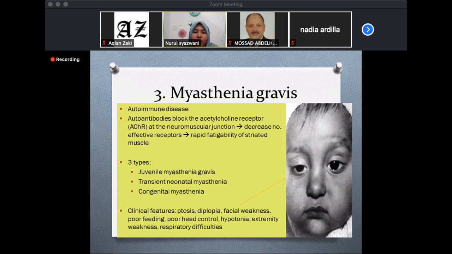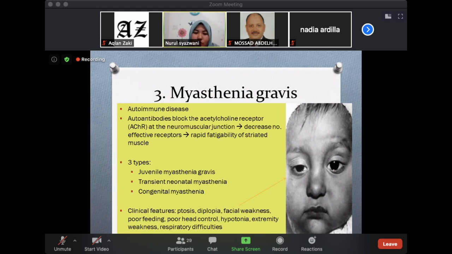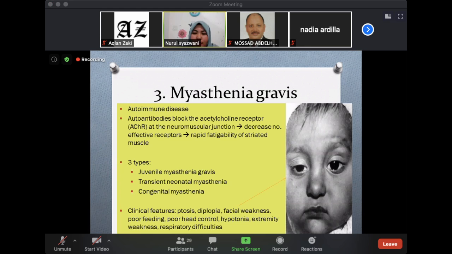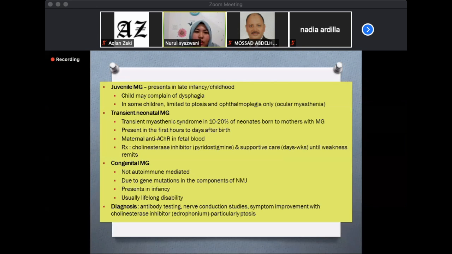So for the clinical features of myasthenia gravis, we need to identify whether the infant or child has ptosis, diplopia, facial weakness, poor feeding, poor head control. We can see it obviously on the face of this child, who has ptosis. Okay, for the types of myasthenia gravis, juvenile myasthenia gravis presents in late infancy or childhood, and the child may complain of dysphagia, but in some children it is limited to ptosis and ophthalmoplegia only.